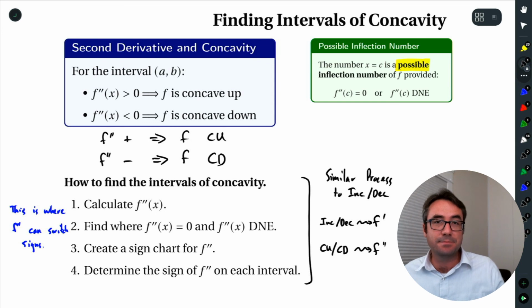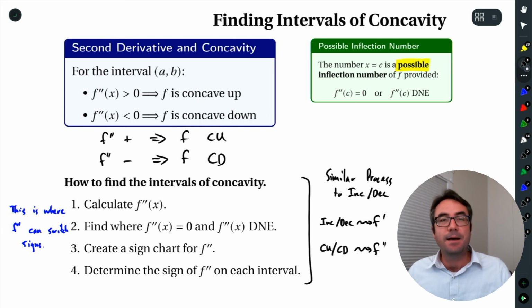All right. So in the next lesson, we're going to see how to classify local maxes and local mins. So we'll see how to classify our critical numbers. And it's going to involve first and second derivatives.